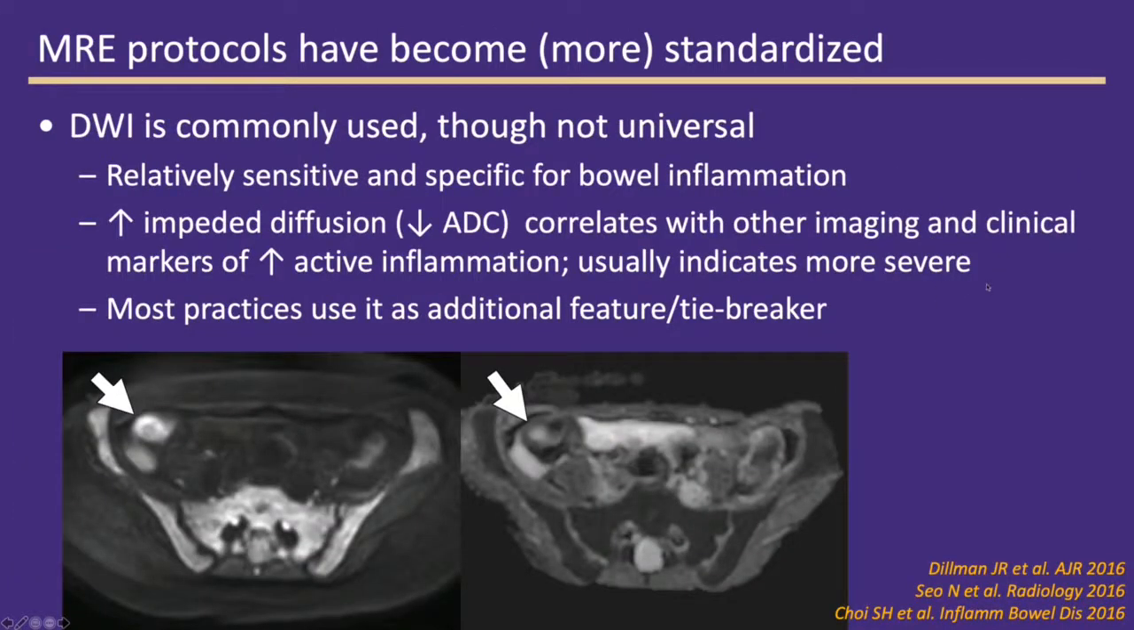Diffusion weighted imaging is commonly used, although not universally. It's becoming more part of the standard. It's very sensitive and specific for bowel inflammation, and there are many publications showing that restricted diffusion correlates with other markers of active inflammation and with the post-contrast features. And when it's present, it usually indicates more severe active disease. And so for practices, they use it. We often incorporate it as an additional feature or a tiebreaker.